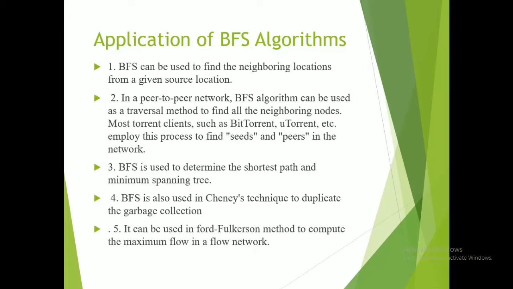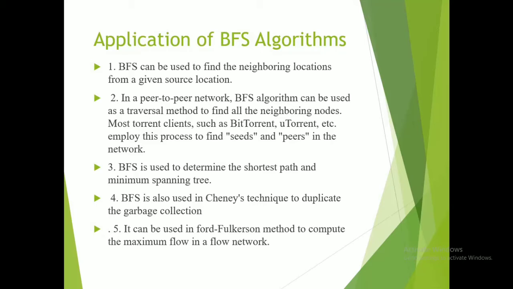Next, applications of the BFS algorithm. BFS can be used to find the neighboring locations for a given source location. In a peer-to-peer network, BFS can be used as a traversal method to find all neighboring nodes. Most torrent clients such as BitTorrent and uTorrent employ this process to find the seeds and peers in the network. BFS is used to determine the shortest path and minimum spanning tree.